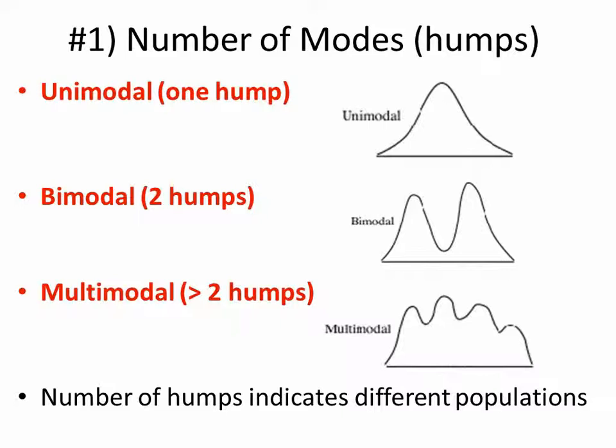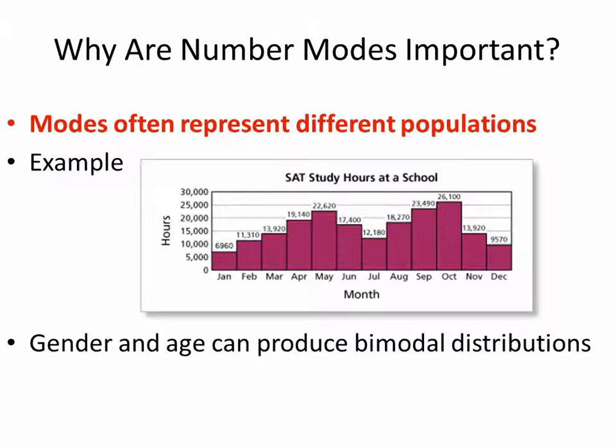Now there's a reason why we care about this. So this is the interpretation part. This is the part you have to think about. Because what would those two humps represent? Very often, these different humps represent different populations inside a large population. And let me give you an idea of why this is important.